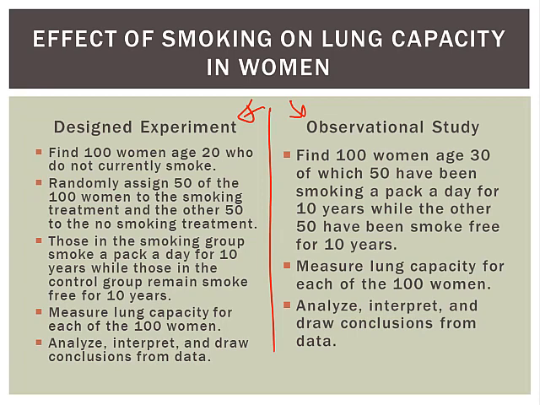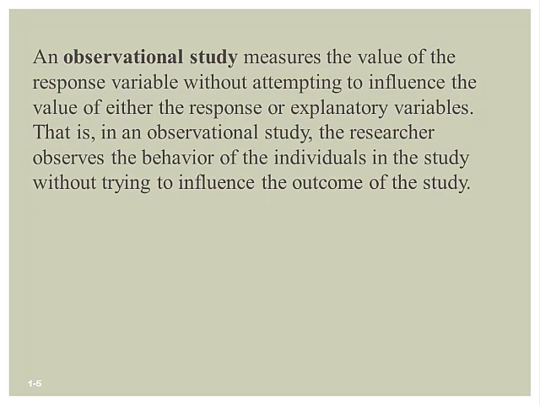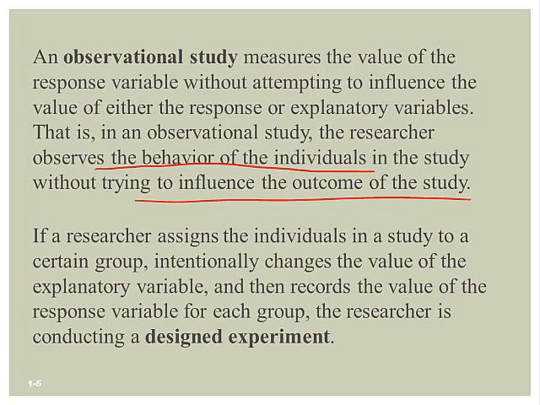So, and we'll look at these throughout the course. The observational study measures the value of the response variable without attempting to influence the value of either the response or the explanatory variables. So in an observational study, the researcher observes the behavior of the individuals in the study without trying to influence the outcome of the study. Okay? The designed experiment, if a researcher assigns the individuals in a study to a certain group and then intentionally changes the value of the explanatory variable, whether it be a drug or a placebo or something like that, records the values of how they respond to that variable for each group, the researcher is conducting a designed experiment, and there are different levels of designed experiment we'll look at.